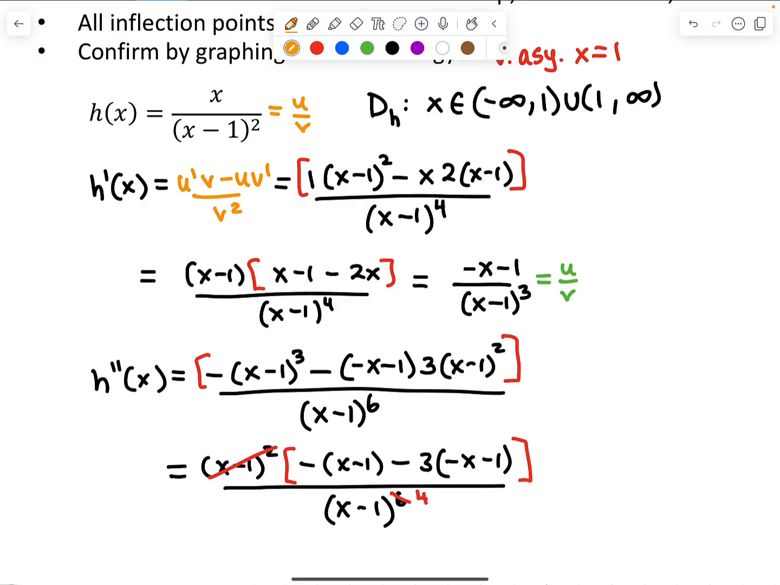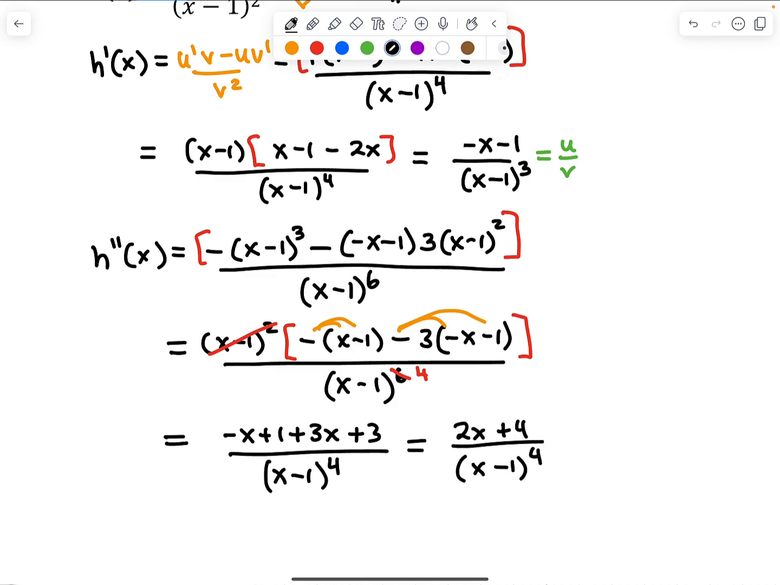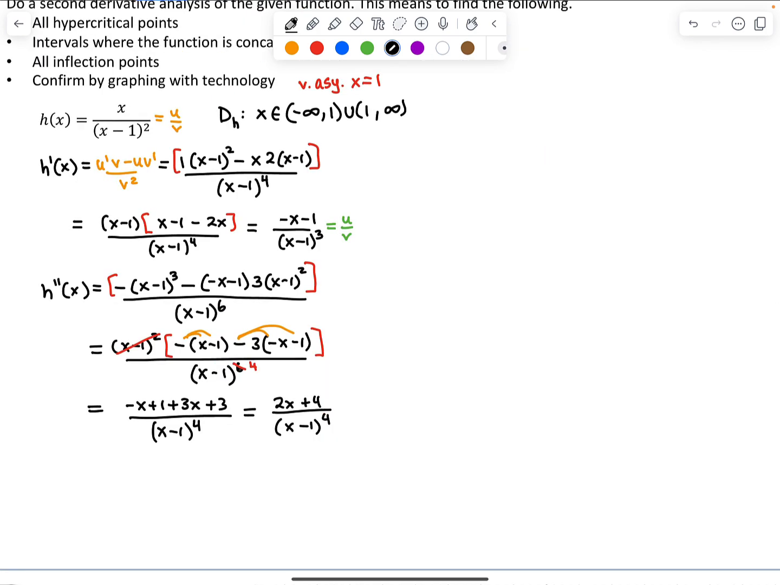And then inside here, I'm going to do some distributing of these negatives and combining of terms. So we get negative x plus 1 plus 3x plus 3, all over x minus 1 to the 4th, which gives me 2x plus 4 all over x minus 1 to the 4th. Now we want to give the domain of the second derivative. But once again, 1 is the only restriction here because of that denominator. So our domain of the second derivative will be identical to the original domain.